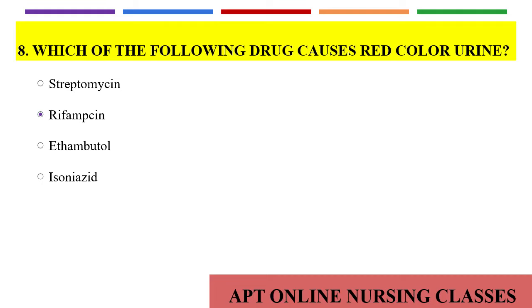After long use of rifampicin, the patient will have red color urine. Basically, rifampicin is used to treat tuberculosis in many different parts of the body, and in tuberculosis meningitis this drug is used. If the patient is using this drug for a longer time, red color urine is seen in the patient.